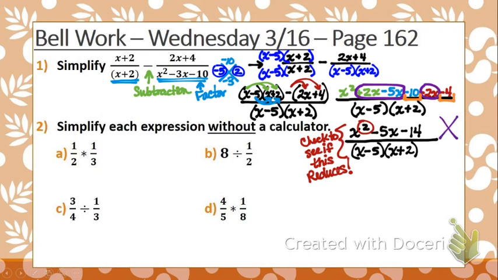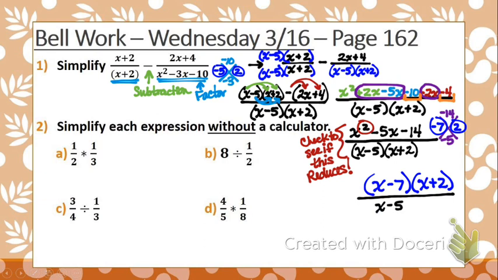So I'm going to try to factor this numerator over here. I would be allowed to use my shortcut because a is 1. Negative 14 is what I need things to multiply to, and negative 5 is what I need it to add to. Negative 7 and 2. We do have those numbers. So my numerator is going to factor to be x minus 7 and x plus 2, all over x minus 5 and x plus 2.